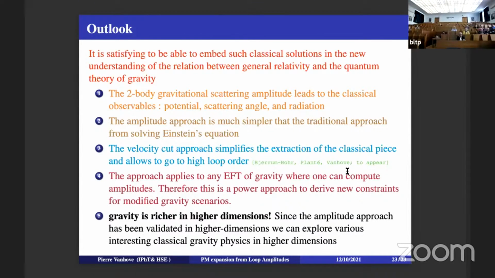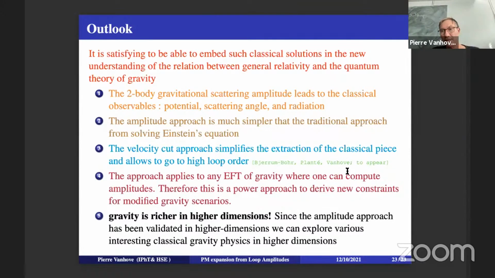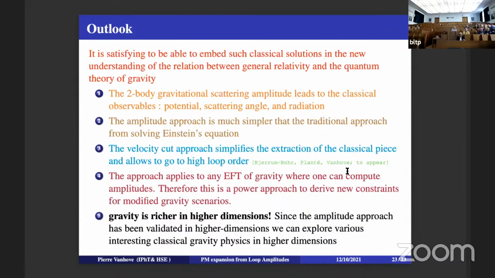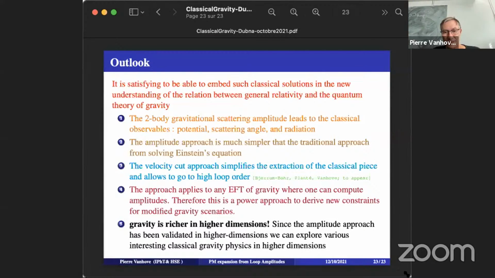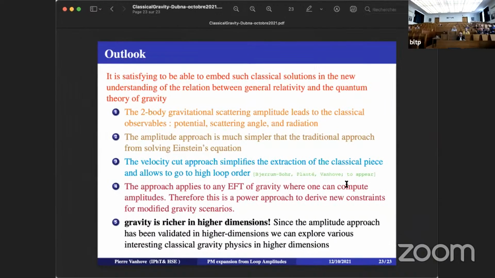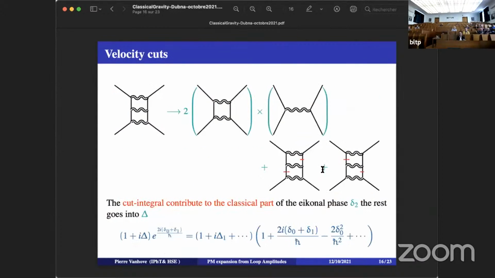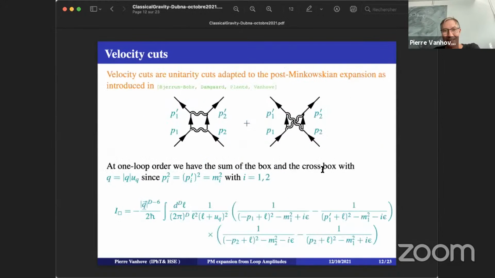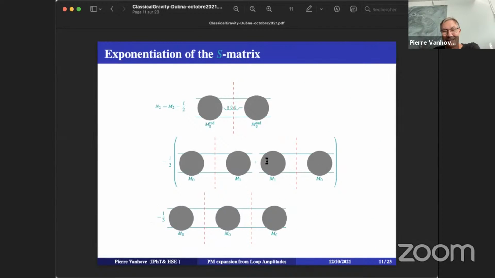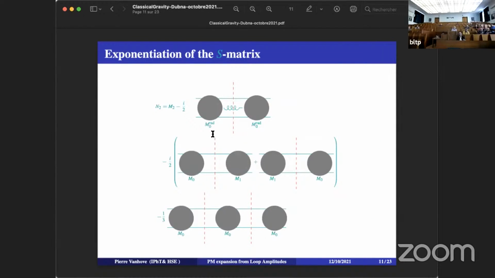I didn't get it, Pierre. Yes, I didn't get it. You're getting radiation. Well, what you calculate is basically a 2-to-2 amplitude, right? Yes. So it's an exclusive amplitude, not an inclusive amplitude, right? Yes. So how do you get radiation from an exclusive 2-to-2 scattering amplitude?